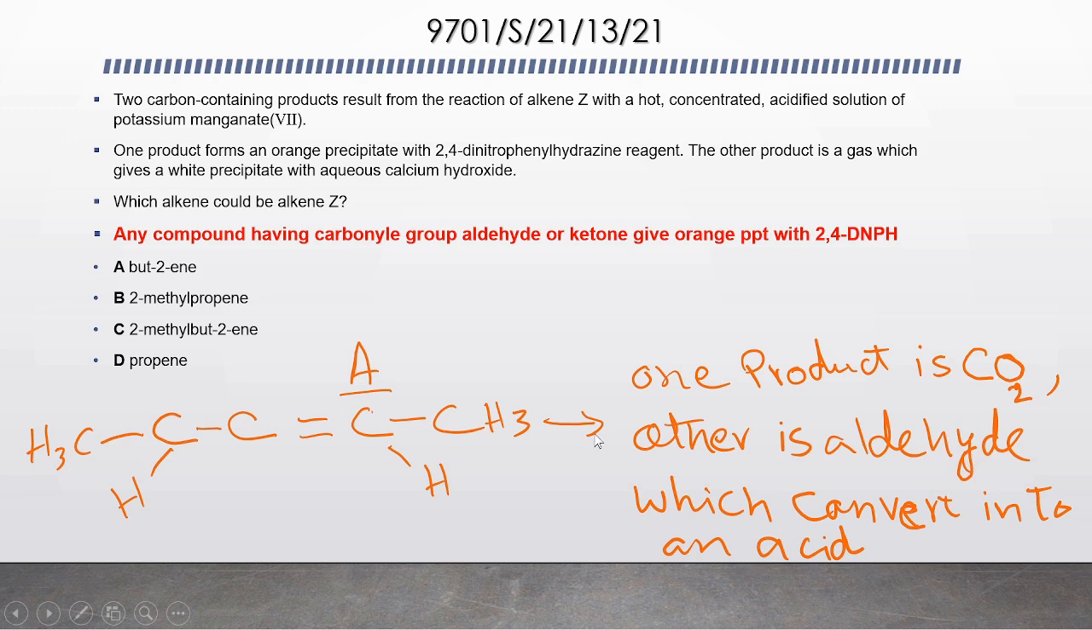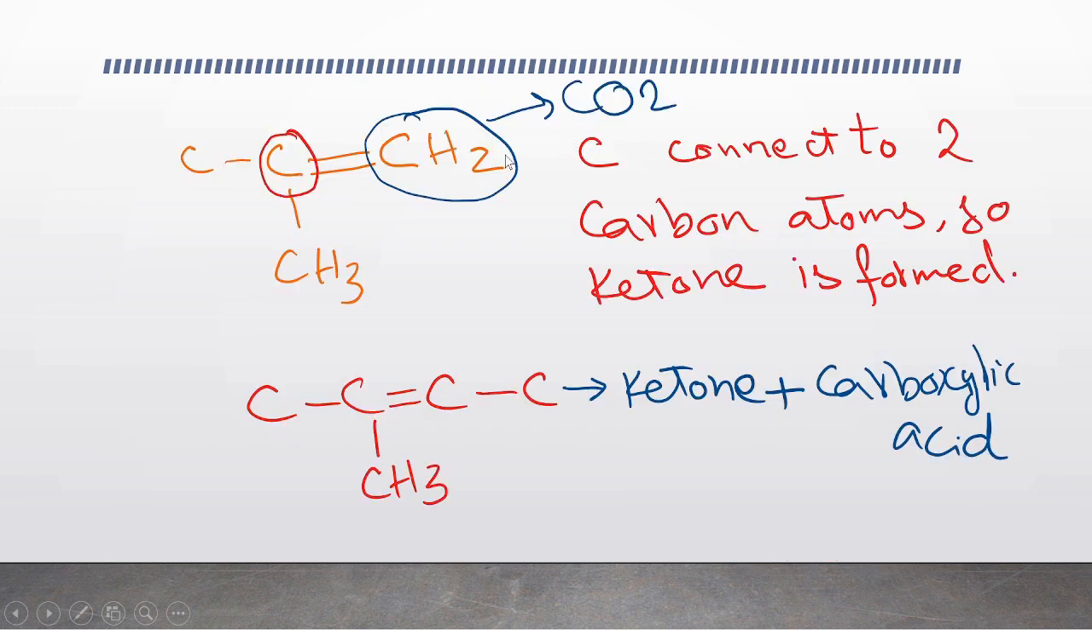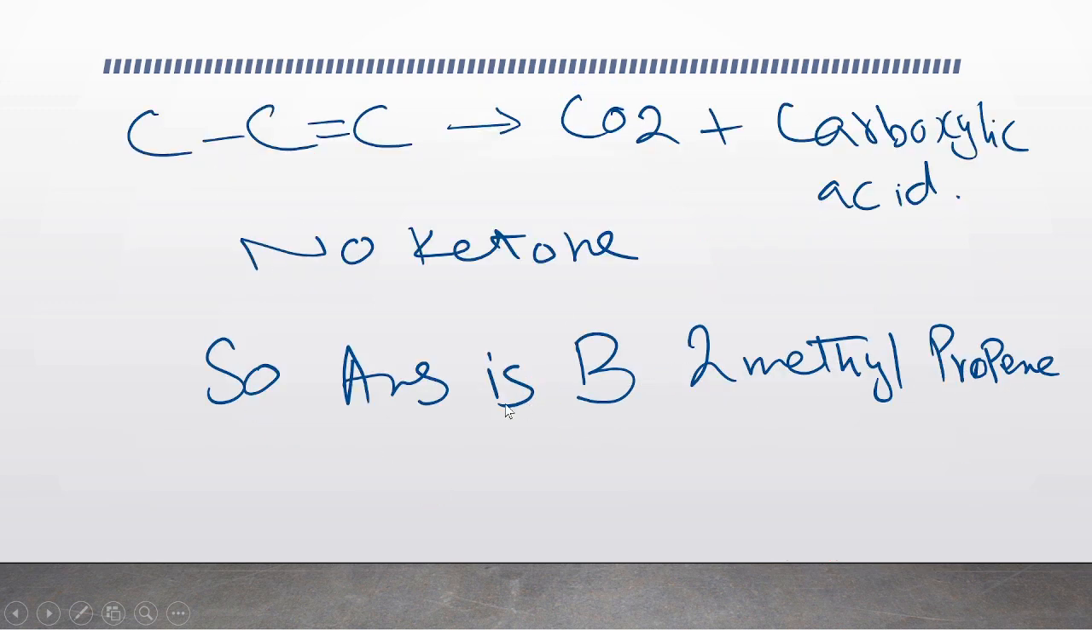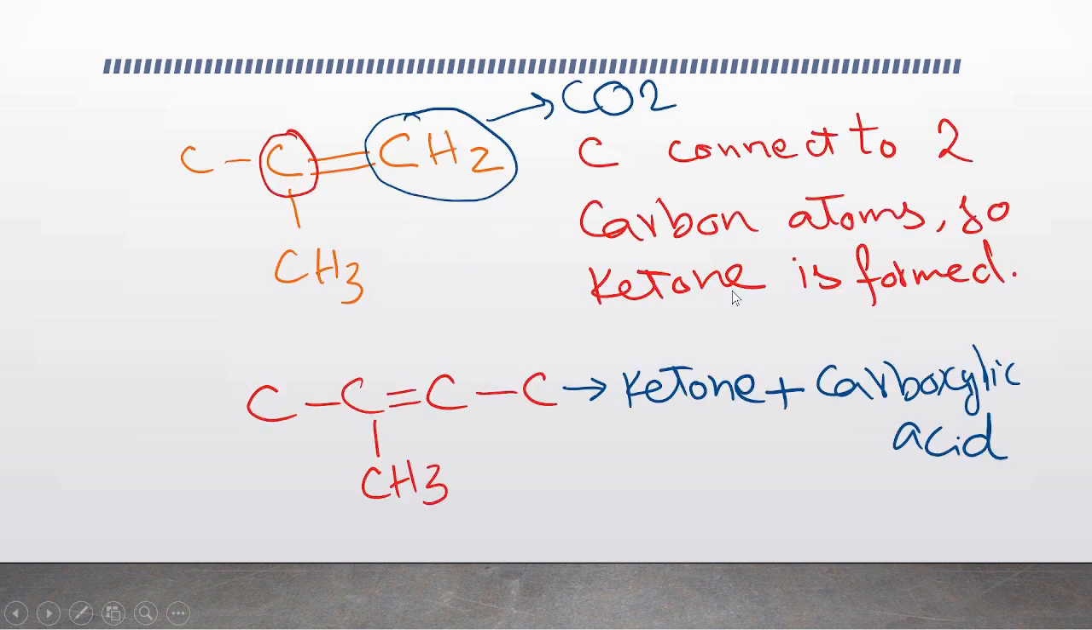So this is for A actually. Then we have B, C, and then D. So only B could be the answer. You can see here, because it's a ketone formation, which can give an orange precipitate with 2,4-DNPH, and there is a CO2 formation as well.